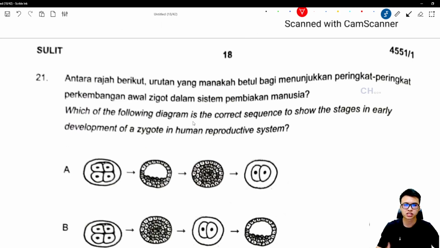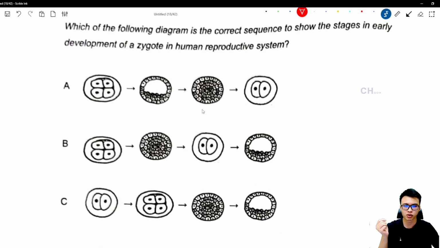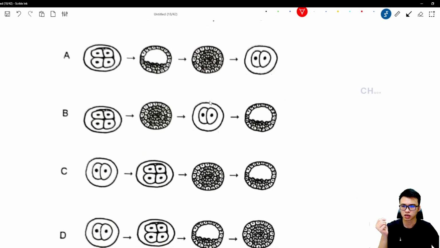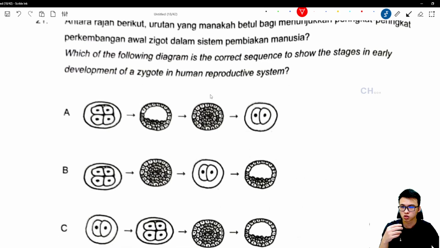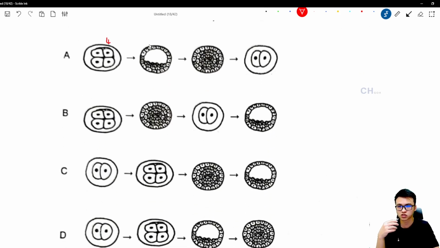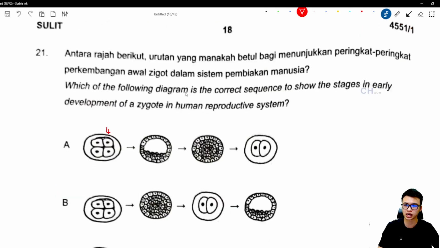Which of the following diagrams is the correct sequence to show the stages in early development of a zygote in the human reproductive system? Okay, so we have 2 cells here. The number of cells should increase along the process. So we look at this one, we have 4 cells and then straight away it becomes like this, which is definitely wrong. And we look at C, 2 cells, 4 cells, a lot of cells here, and the cells start to move to the other side of the ball. It makes the middle of the ball empty. This one should be answer C.